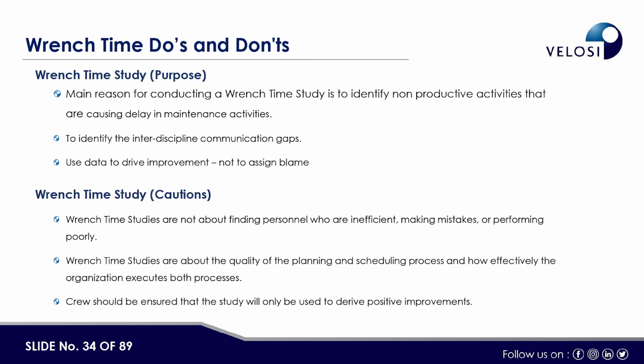Next, the purpose of wrench time. The main reason for conducting wrench time studies is to identify non-productive activities that are causing delay in maintenance activities, to identify the interdiscipline communication gaps, and to use data to drive improvement, not to assign blame. So a caution: wrench time studies are not about finding personnel who are inefficient, making mistakes, or performing poorly. Though indirectly it comes, it is not a direct product of a wrench time study. The studies are about the quality of the planning and scheduling process, and how effectively the organization executes both processes, meaning planning, scheduling, and execution of the job.